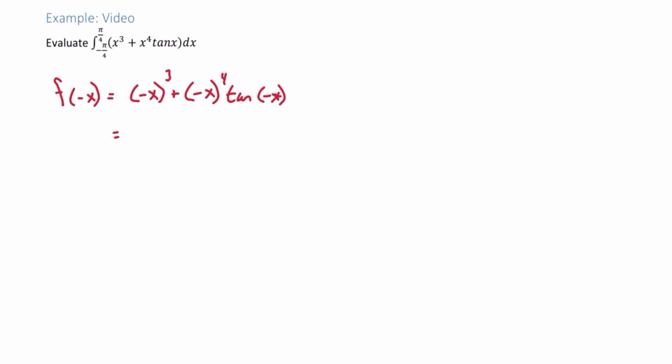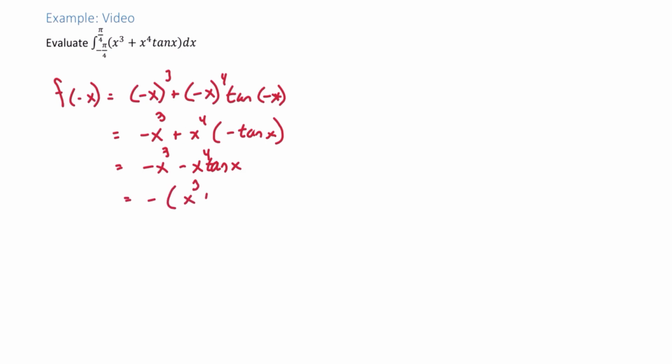In the first term, we get negative x cubed. And then we get plus positive x to the fourth. And tangent is an odd function, so we can pull a negative out of that. This gives us negative x cubed minus x to the fourth, tangent x. And we can pull a negative out of both of those terms. And recognize that this is negative f of x.